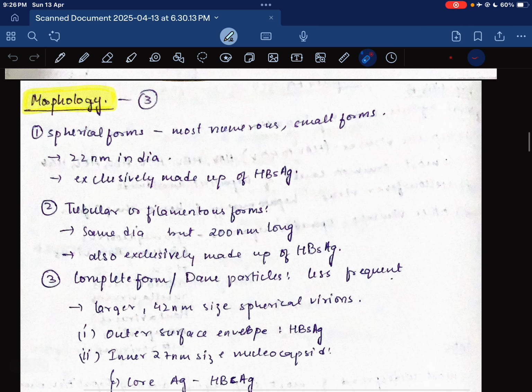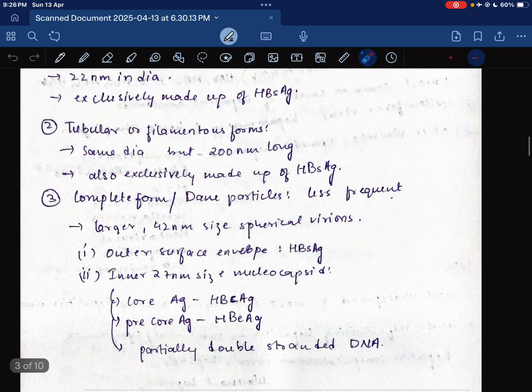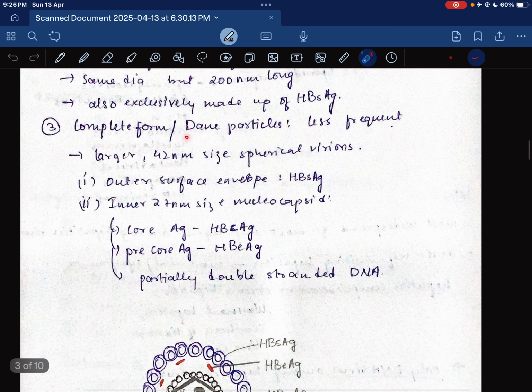Morphology: it has three forms. Spherical, the most numerous, is a small form, 22 nanometer in diameter, exclusively made up of HBs antigen. Tubular or filamentous form has the same diameter and is 200 nanometer long. It is also exclusively made up of HBs antigen. Complete form or Dane particles, which is less frequent, is larger, 42 nanometer in size.